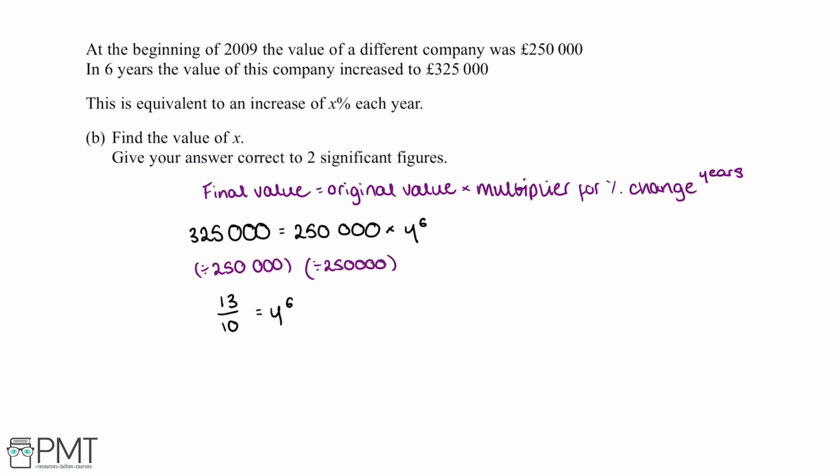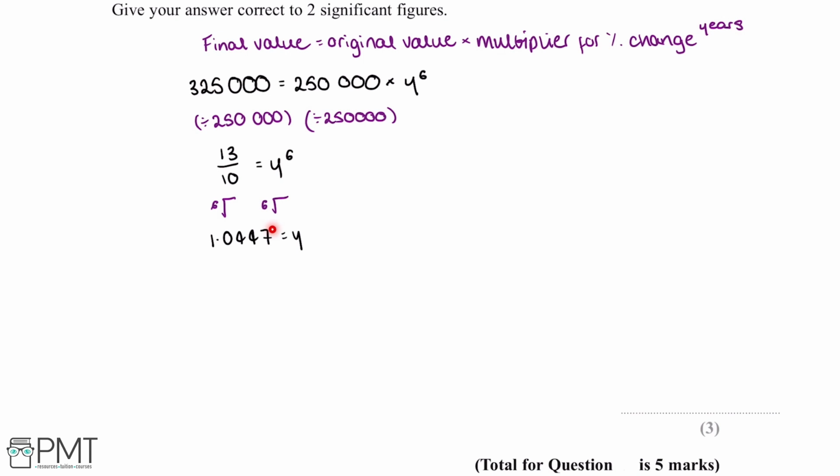And now in order to get y on its own on one side, we're going to want to do the sixth root of both sides. And if we put this into our calculator, this tells us that y is equal to 1.0447. Now 1.0447 is the multiplier for the percentage change. So we want to convert this to a percentage. So if the multiplier is 1.0447, this will be equal to 104.47%.